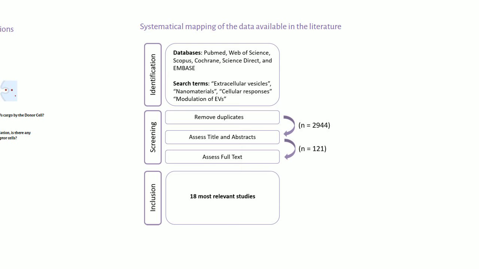The next step was to identify the most relevant studies. The first stage involved screening titles and abstracts. The second stage was to screen full-text articles based on their relevance. A total of 18 studies were included in the final review.